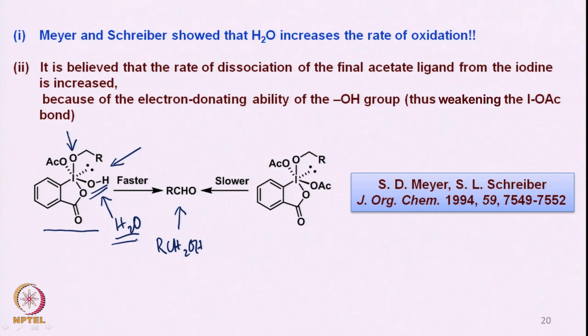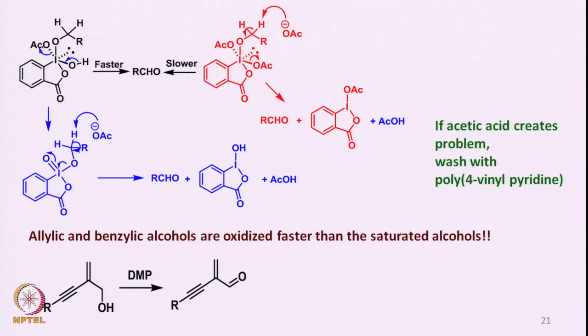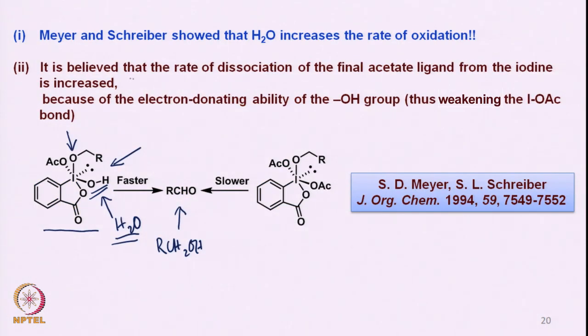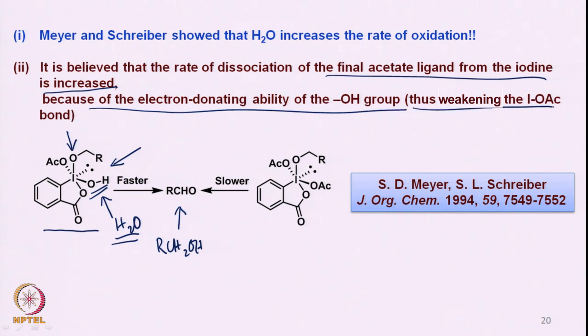One of the ways that they have explained is that this particular intermediate which is formed here can easily allow the elimination of the acetoxy group which is present there, and once that elimination takes place you have a species of this kind where now this particular iodine oxygen bond can easily be broken, accompanied by the oxidation with the help of the acetate here. So basically what is helping is, it is believed, that the rate of dissociation of the final acetate ligand from the iodine is increased because of the electron donating ability of the OH group, thus weakening the I-acetate bond.